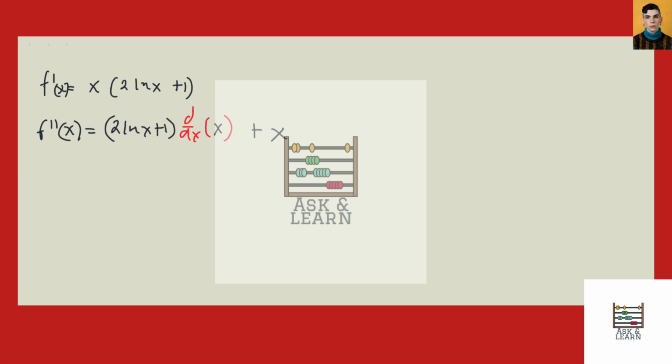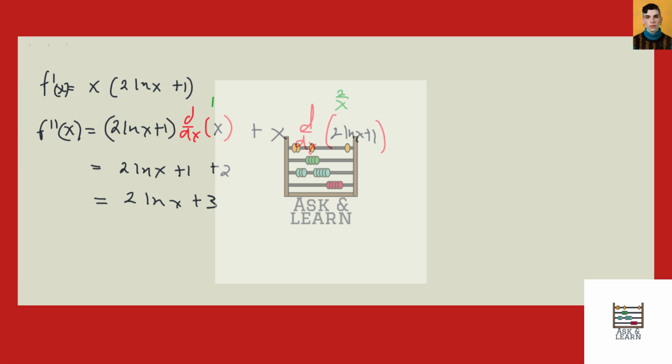So x times d by dx of 2 natural log of x plus 1. The derivative of x is going to be 1, the derivative of 2 natural log x is 2 over x, and the derivative of 1 is just 1. So we can rewrite this as 2 natural log of x plus 1, and then the x's cancel out, so we're just left with plus 2. So this is going to be 2 natural log of x plus 3.